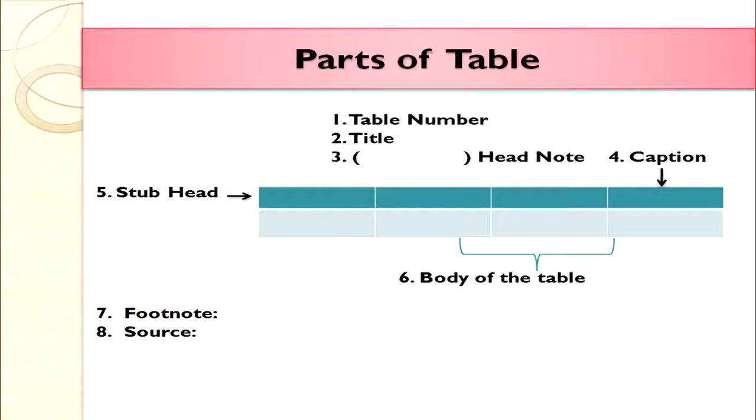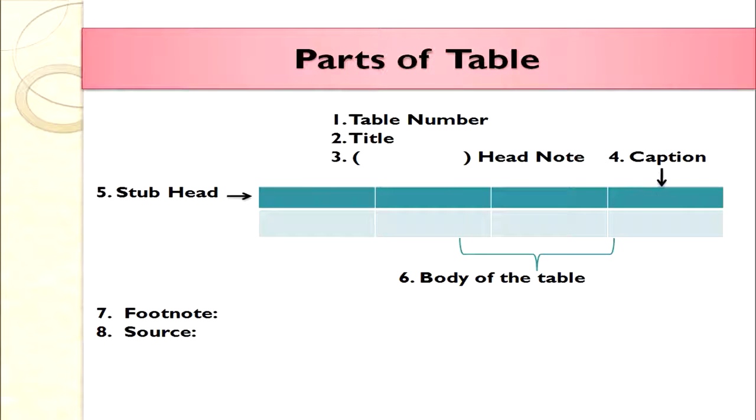Next we are going to discuss the parts or format of a table. When we discuss the format of a table, we count 8 elements in it. So, we have to remember that when we talk about the format of a table, we need to discuss 8 concepts. Very first, table number. Every table must have a table number. Second, title. Every table must have a title.